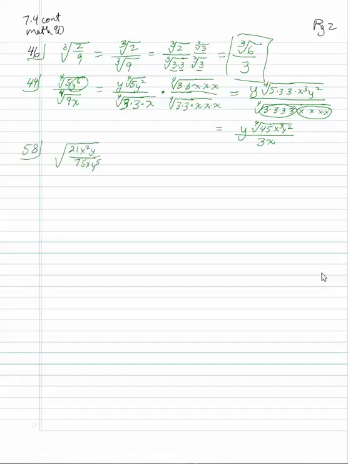Okay, so again, before we try to rationalize the denominator here, let's go ahead and reduce this. 75 is 3 times 5 times 5. And if you want, we could have left the variables with exponents and used exponent rules. So we're going to get square root of 7x over 25y to the 4th.